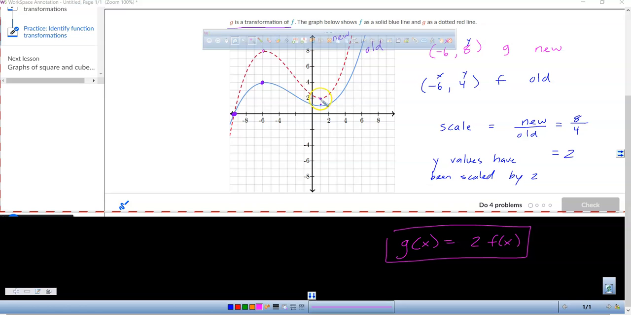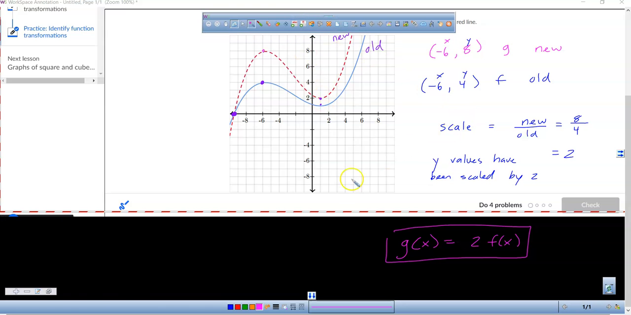So what's this y value? It was at a 1, now it's at a 2. So you can see these y values have also been doubled. So what would you guys say the strategy is? I'm going to pause and see what the students say. They told me we've got to first look at 2 points and compare them and see whether the x values are the same or the y values are the same. Here you can see the y values are being multiplied by 2. So that's what I'm looking for.